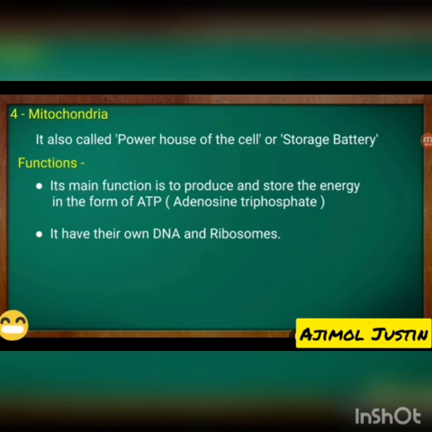Mitochondria is also called the powerhouse of the cell or storage battery. Why is it called so? Because it can store the energy. The main function of mitochondria is to produce and store the energy in the form of ATP. What is ATP? Adenosine triphosphate. So, mitochondria stores ATP, and they have their own DNA and ribosomes.